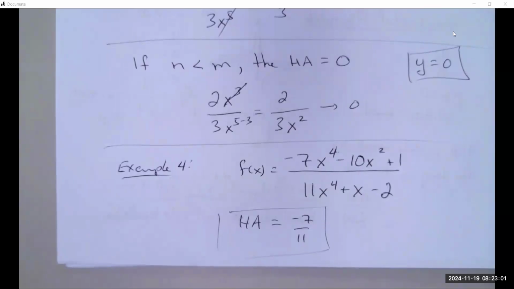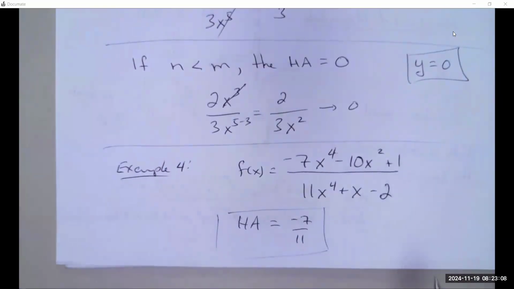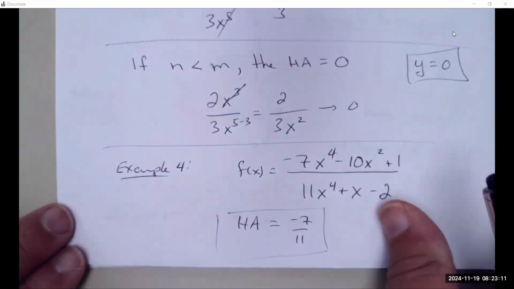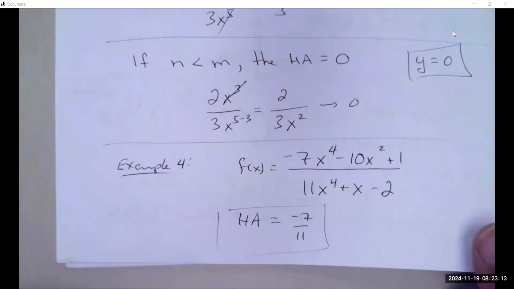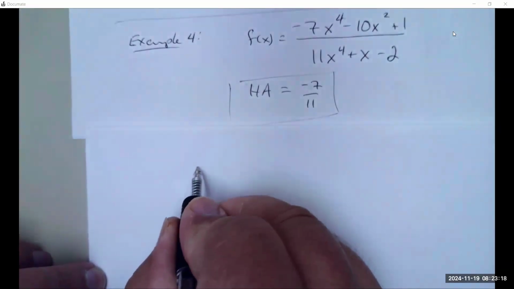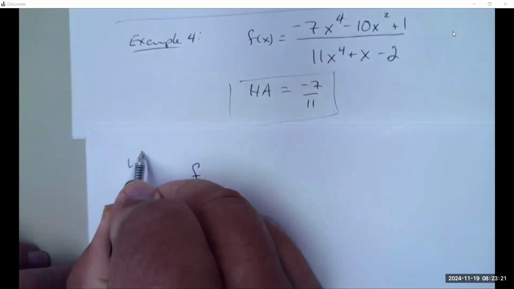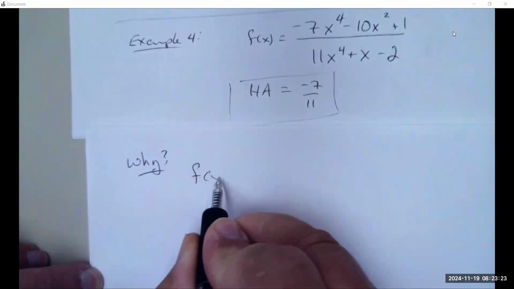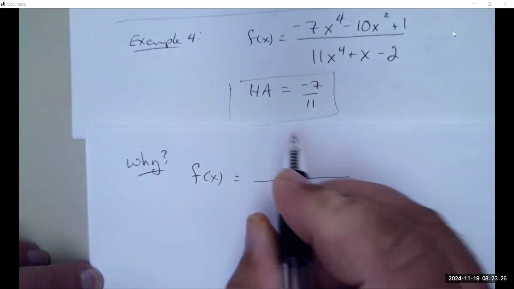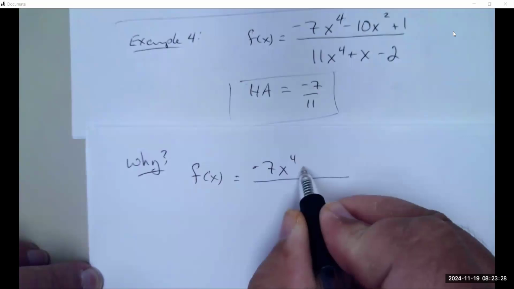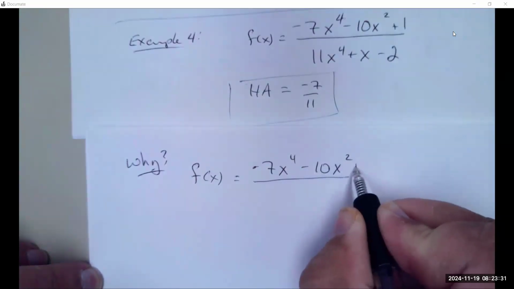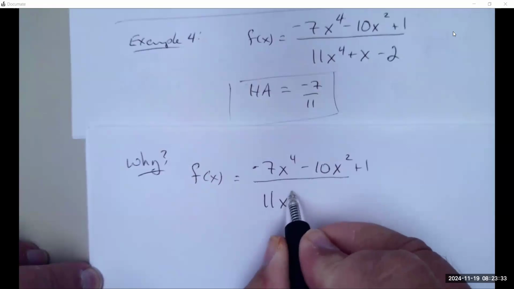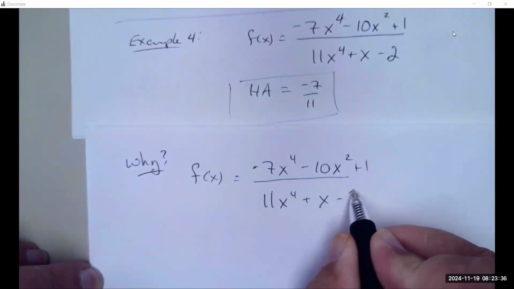Okay, let's show how this is true. Remember, even though the rest of this equation is not important, why is it not important? Let's look at this. We use the same example. What's really happening is this. The equation 7x to the fourth minus 10x squared plus 1 over 11x to the fourth plus x minus 2.